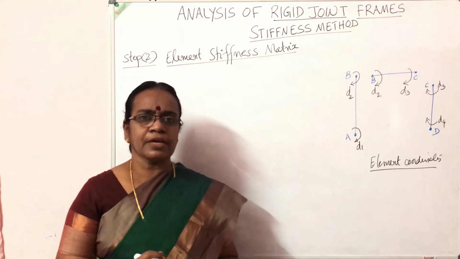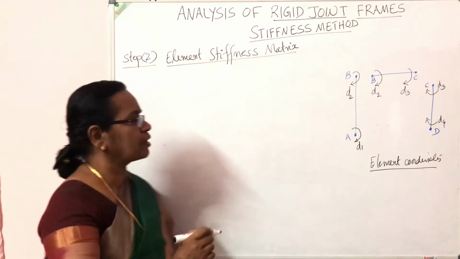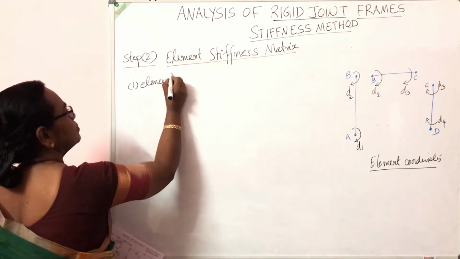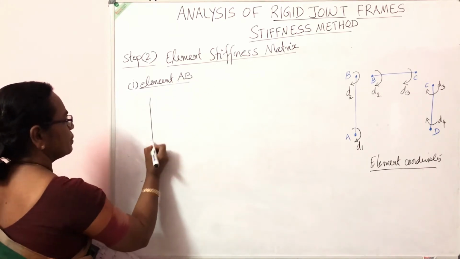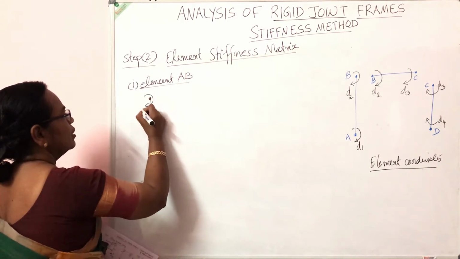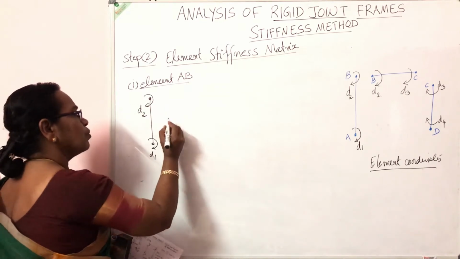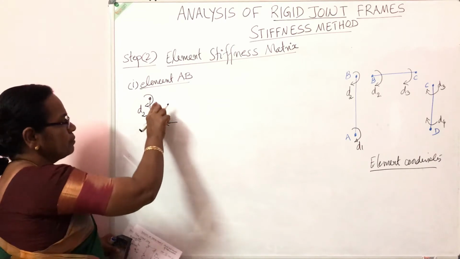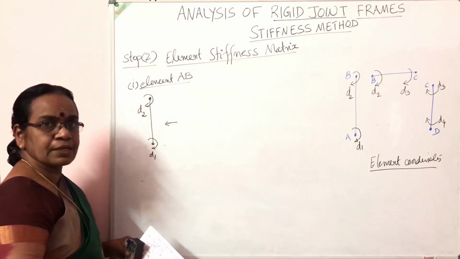Now come to the second step, the element stiffness matrix. Consider elements one by one. The first element, AB. For element AB, the coordinates at the two ends are D1 and D2. For a beam element, you can stand here and look in this direction. So that is a beam element with rotational degrees of freedom at the two nodes.